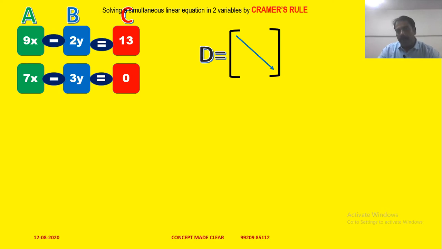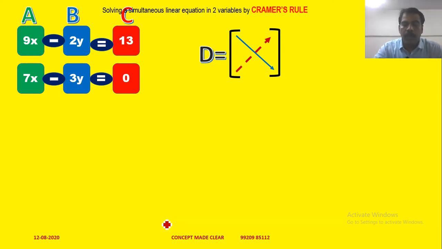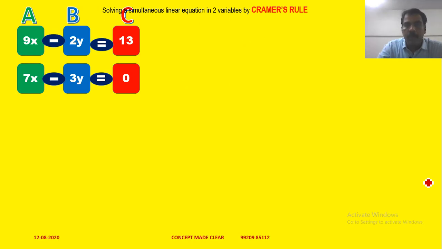Whenever we are arranging these numbers in the rectangular pattern, the cross multiplication from top to bottom is known as the primary diagonal, and from bottom to top it is known as the secondary diagonal. So the value of the determinant can be calculated with the formula: product of primary diagonal minus product of secondary diagonal. Now we know the formula, so let us see how to simplify this value.